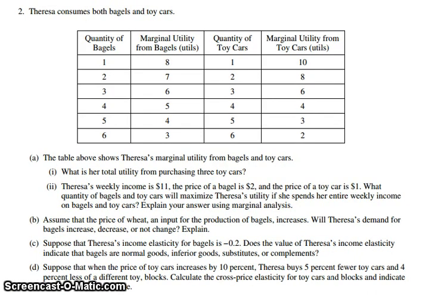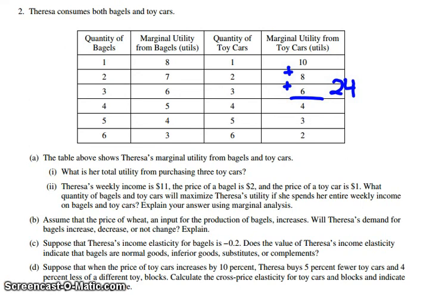So we're told that Teresa consumes bagels and toy cars. We're given the marginal utility she gets from both of these, and in part A they want us to use the marginal utilities given for cars to calculate her total utility from purchasing 3 toy cars. So in that case you would need to add the marginal utility provided by each of the first 3. So 10 and 8 would be 18, and 18 plus 6 is equal to 24. So 24 would represent her total utility when she purchases 3 cars.